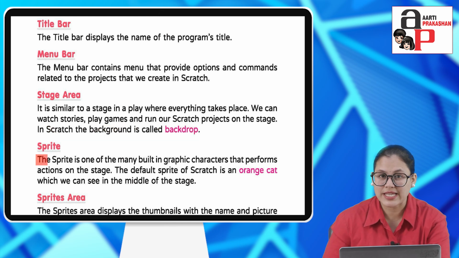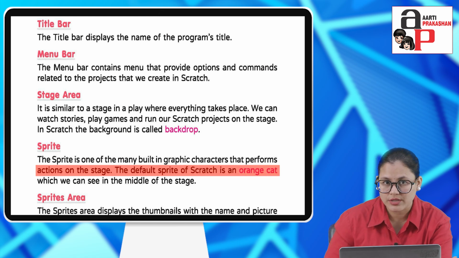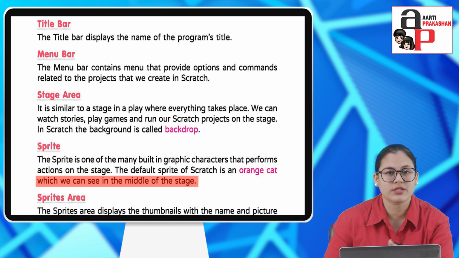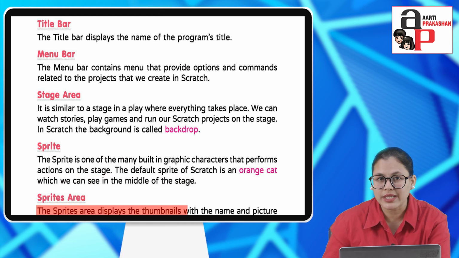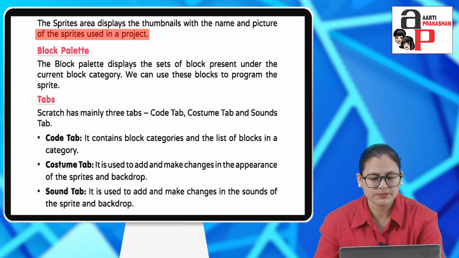Okay. Sprite. The sprite is one of the many built-in graphic characters that performs actions on the stage. The default sprite of Scratch is an orange cat. Remember that. Orange cat is the default sprite of Scratch. Okay. Which we can see in the middle of the stage. Sprites area. The sprites area displays the thumbnails with the name and picture of the sprites used in a project. You know, thumbnails, the miniature version. Okay.